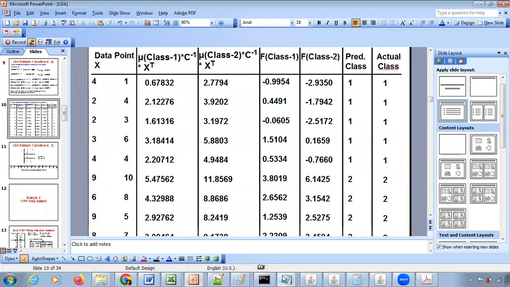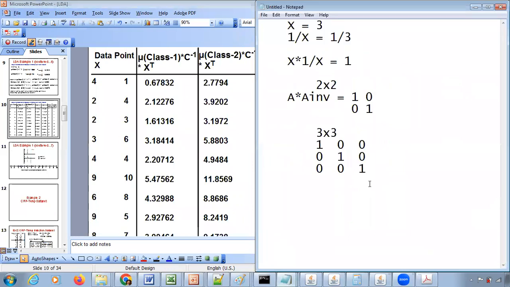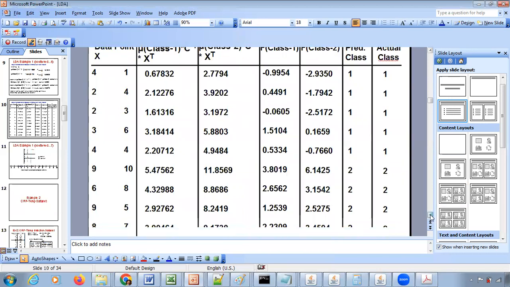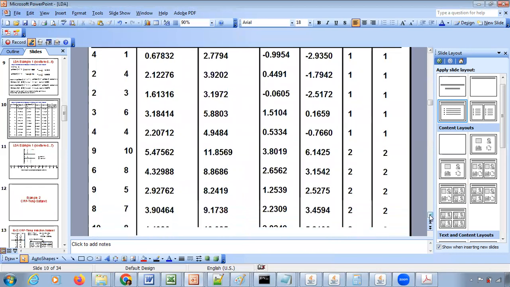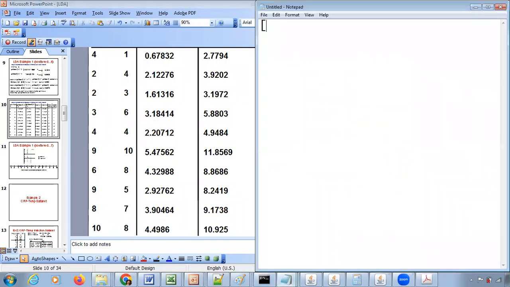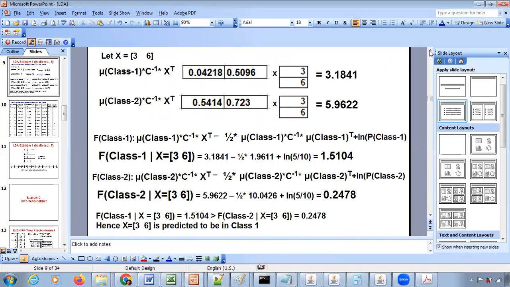So let us do a test case as a practice. Let's say we pick something that's not here. I would pick, say, 5.5, for example. Okay, it's not in the training data set. So 5.5 is my X, for which I want to predict the class. So let us go through these calculations that we did in this slide.